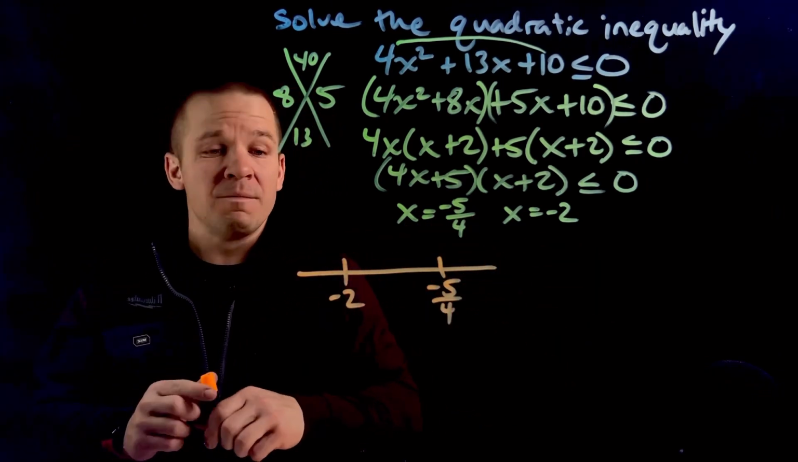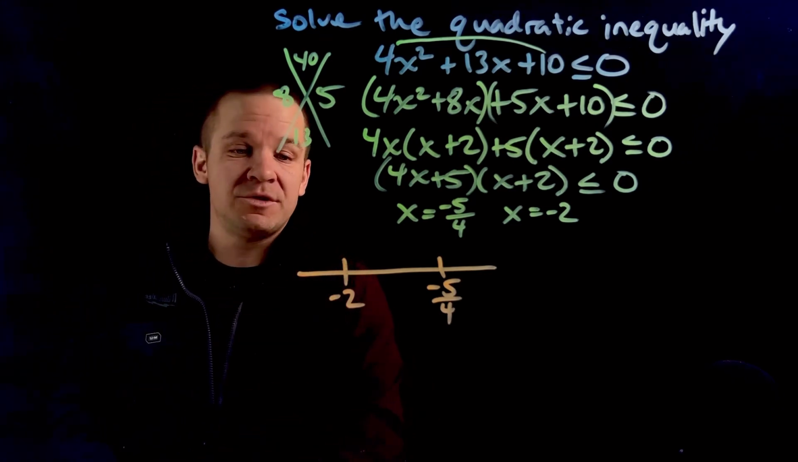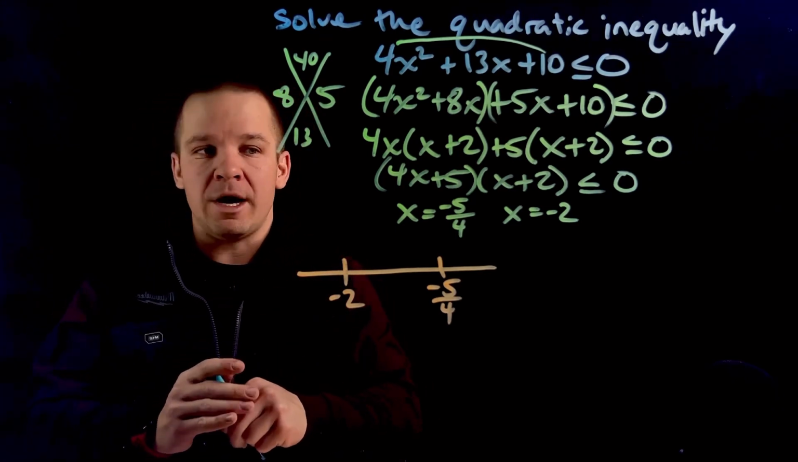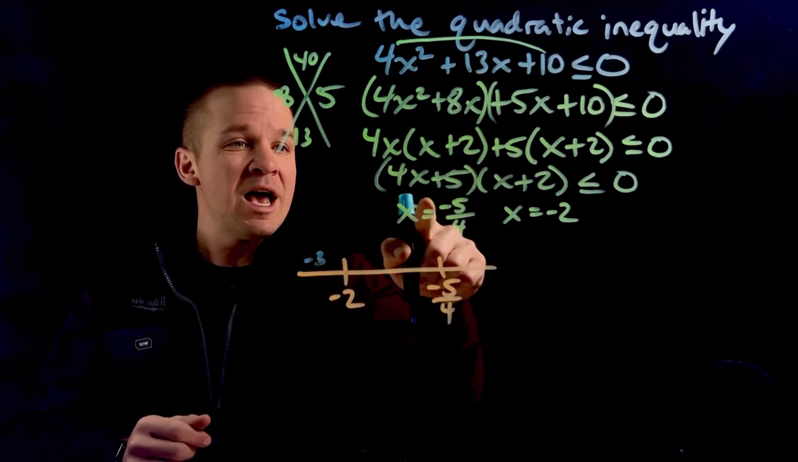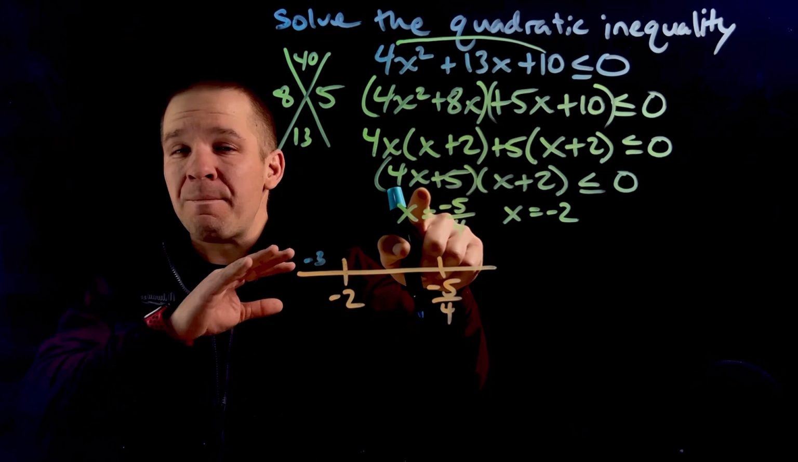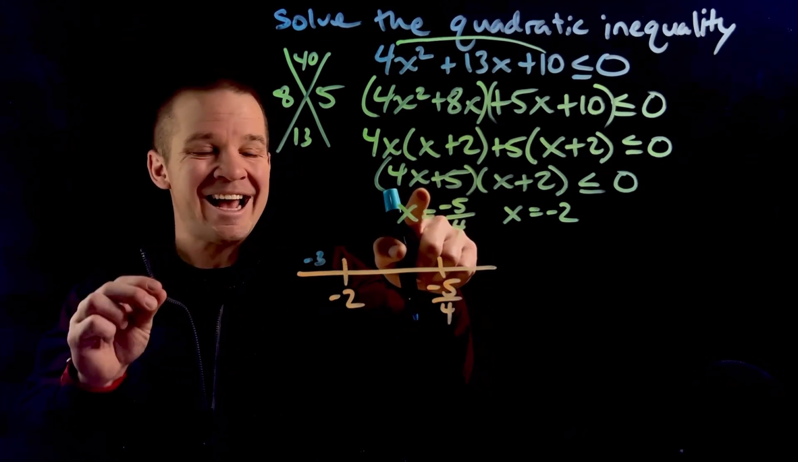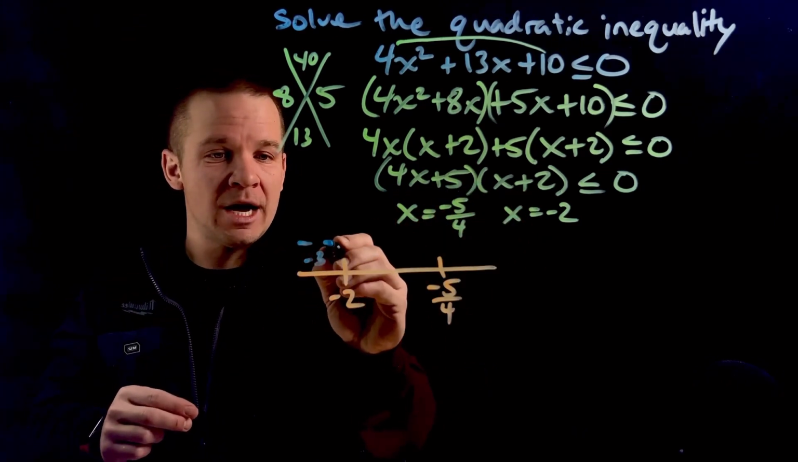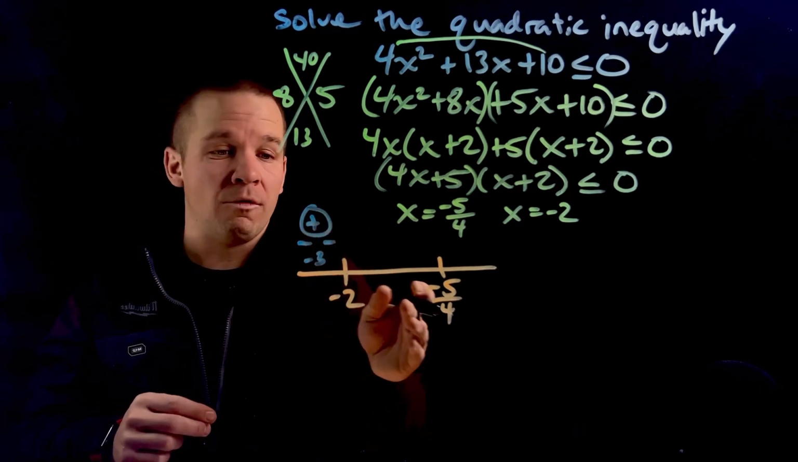So if I'm going to test a number less than negative 2, that's going to be something like negative 3. If I test negative 3 and plug it in here, I'm going to have a negative number here because it's negative 12 plus 5. I'm not concerned about the actual value, just that it's negative. Over here, it's going to be negative. Two negatives is going to give me a positive overall.